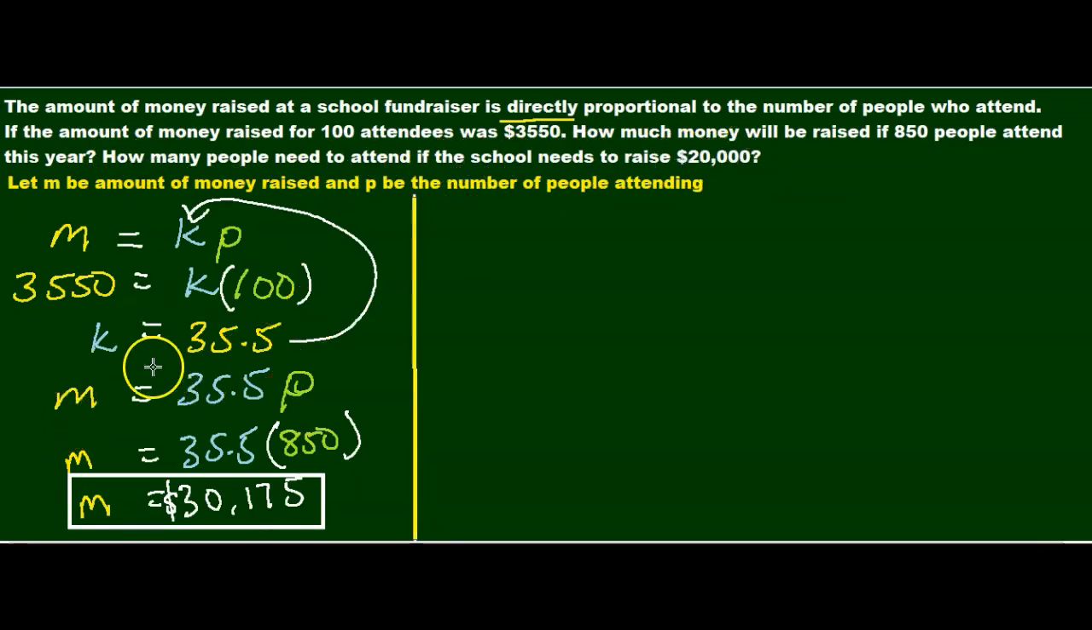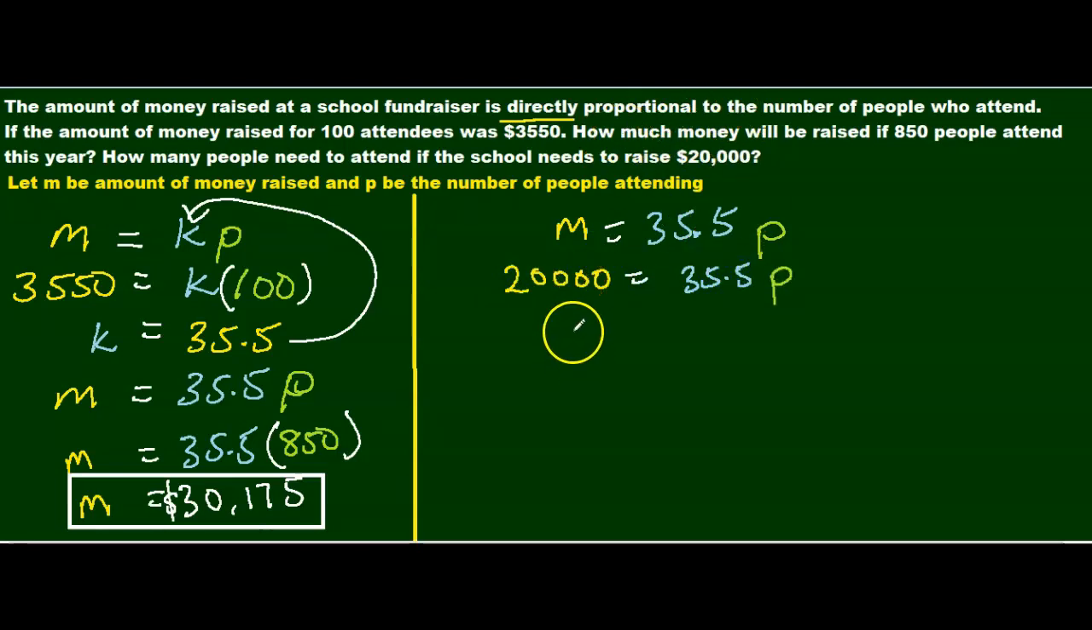How many people need to attend if the school needs to raise $20,000? We write our equation. We already found K, so we don't need to worry about K anymore. So we can just write it as M equals 35.5P. Now they need to raise $20,000, so our M now becomes $20,000 equals 35.5P. We're going to divide both sides by 35.5, so our P equals 20,000 divided by 35.5.